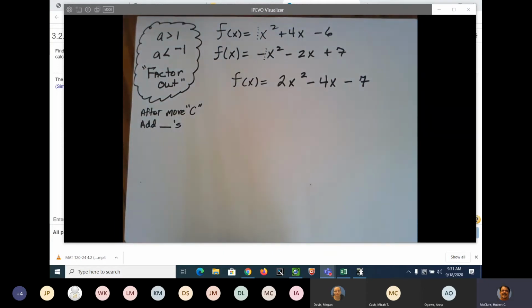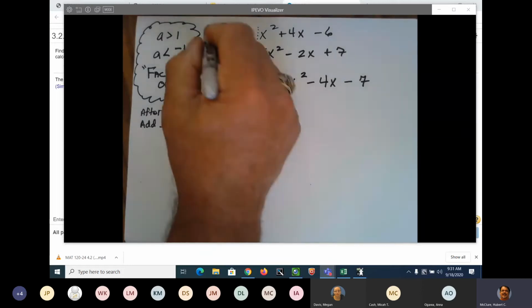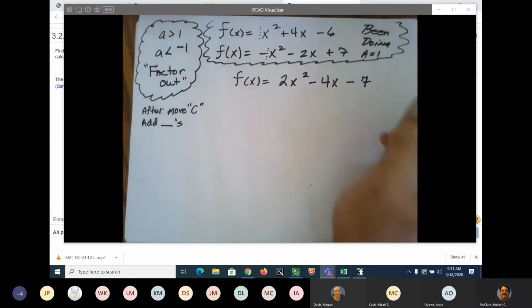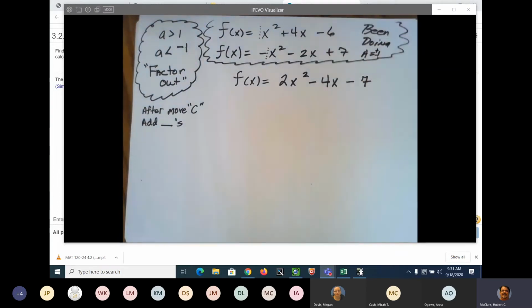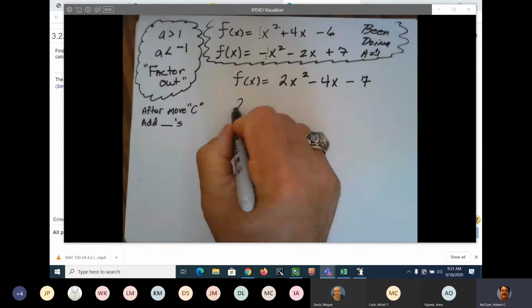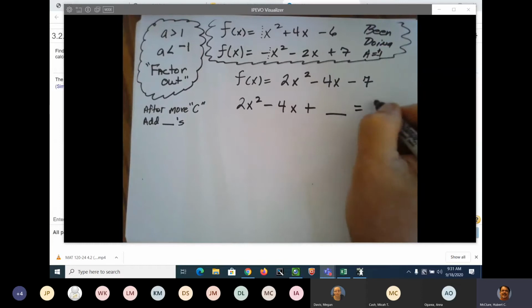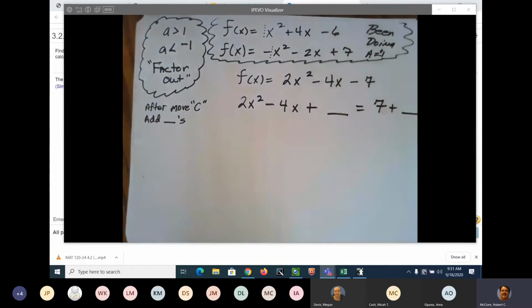All right, so this is what we've been doing. We've been doing a equal to 1, positive or negative 1. Now we've got a 2 out front. So we're going to have to address it, but first we've got to set equal to 0 and move c and add our blanks. So 2x squared minus 4x plus blank is equal to 7 plus blank.